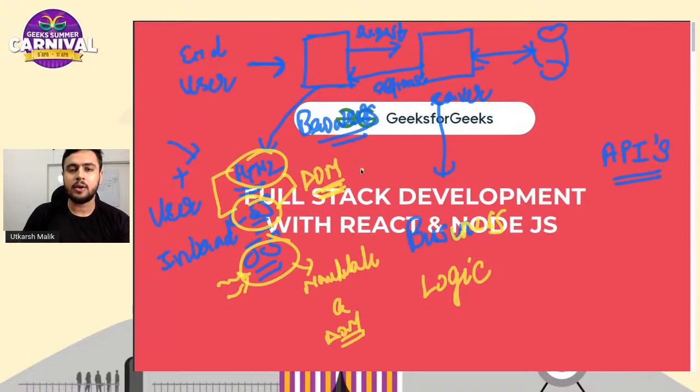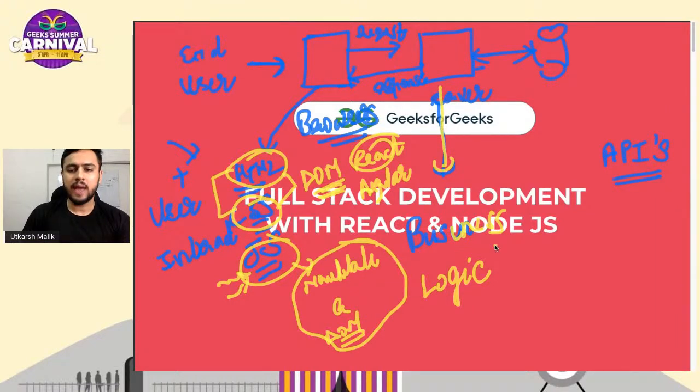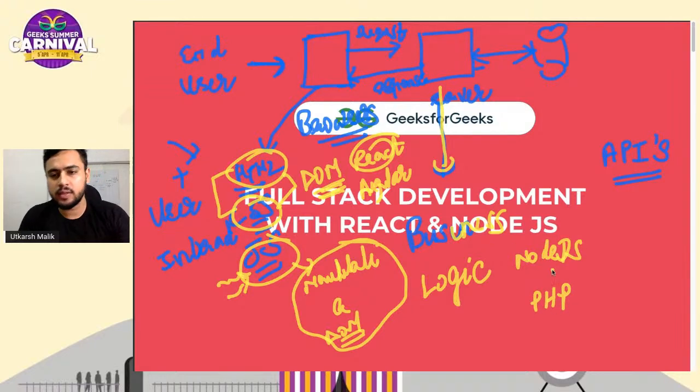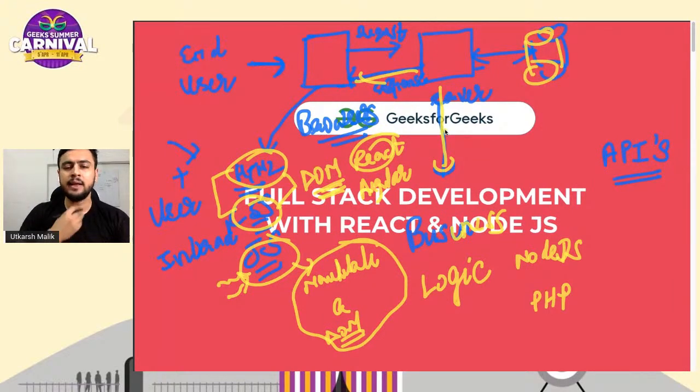Now we have frameworks, for example React and Angular. What is the main purpose of these? I will talk about it in a while. The main purpose of these frameworks is to manipulate the DOM in a very, very efficient way. Similarly, on the server side, what do we have? We have Node.js. We have PHP. What is the responsibility of a server-side programming language? It should be able to understand the client request, compute and process it, and send the response back to the client after interacting with the database.